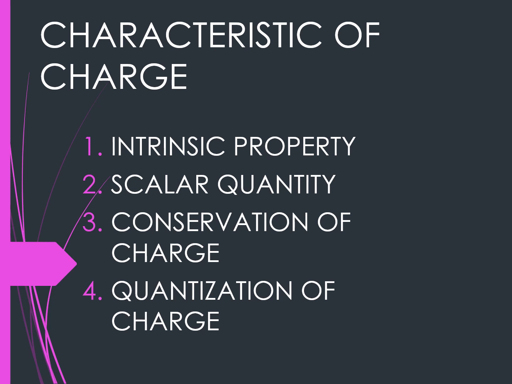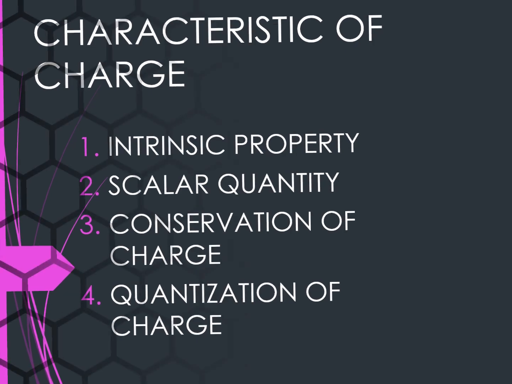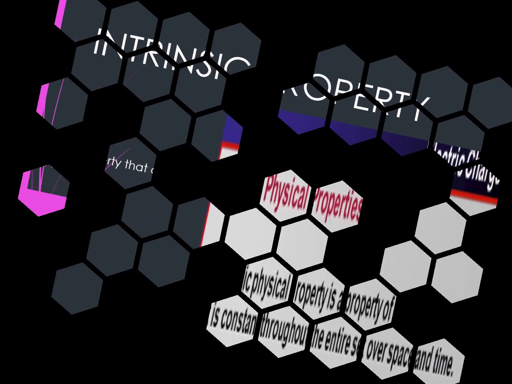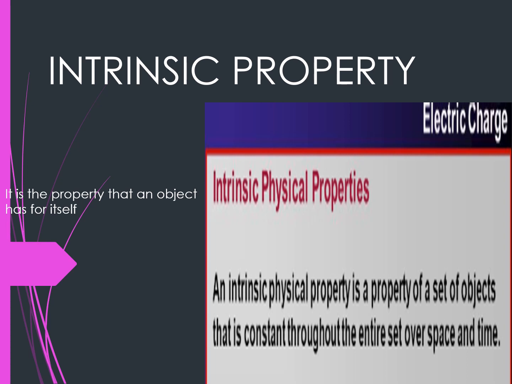Characteristics of charges: number 1, intrinsic property; number 2, scalar property; number 3, conservation of charge; number 4, quantization of charge. These all properties we will discuss now. Intrinsic property: it is the property that an object has for itself. It is constant throughout the entire set over space and time.